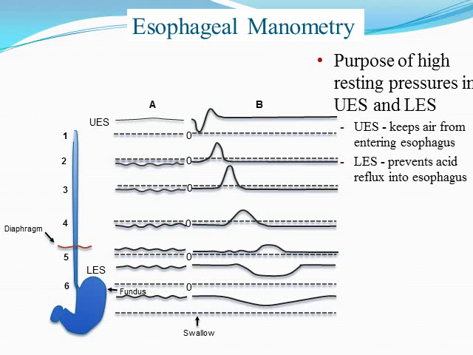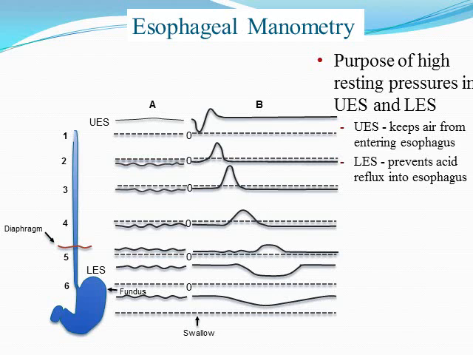So the sphincters are an important part here as well. The high pressures associated with the upper esophageal sphincter and the lower esophageal sphincter are going to keep air from going into the esophagus during breathing, and they're going to keep acid from coming up out of the stomach and into the esophagus during processing in the stomach.